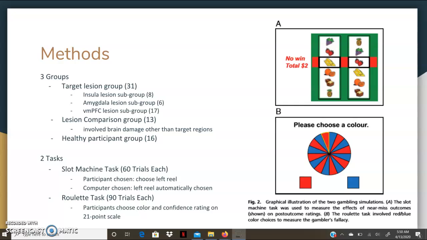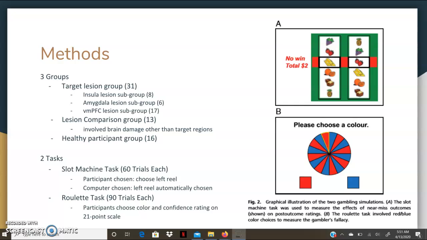And each individual was asked to perform 2 tasks. The slot machine task, which was the first task, and you can see a picture of the task in figure 2A, in which each individual completed a total of 60 trials on a simplified 2 reel slot machines task. It had 2 different versions. It had a participant chosen trial and a computer automated trial. And in the participant chosen trial, the participant gets to choose his or her icon, while the computer trial selects it for you.